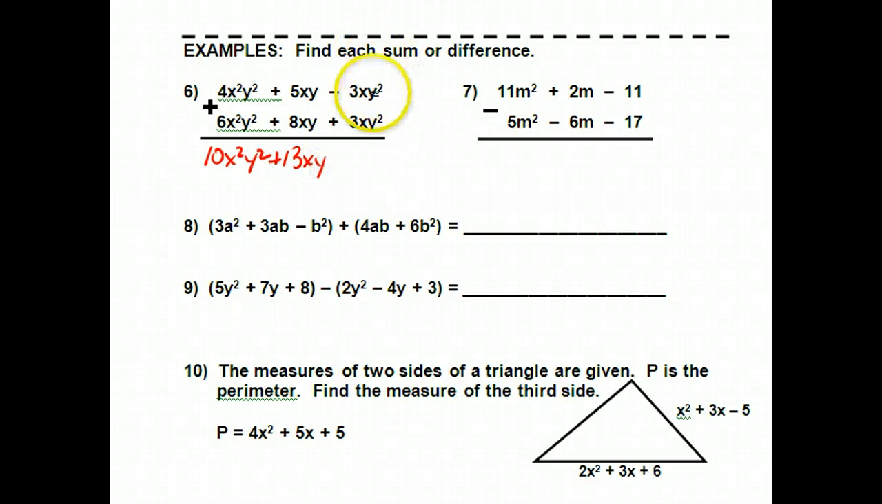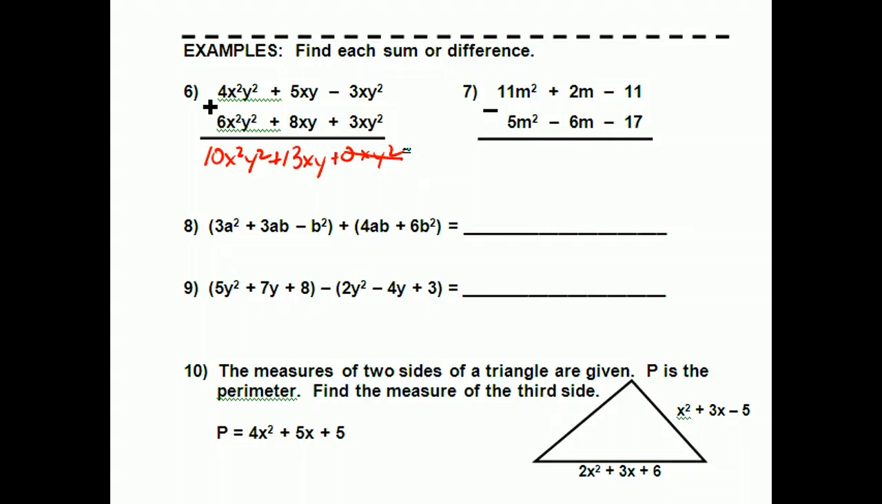And here, let's make sure they're like terms, xy squared and xy squared. So minus 3 plus 3 gives me 0 xy squared, or just 0. Okay?